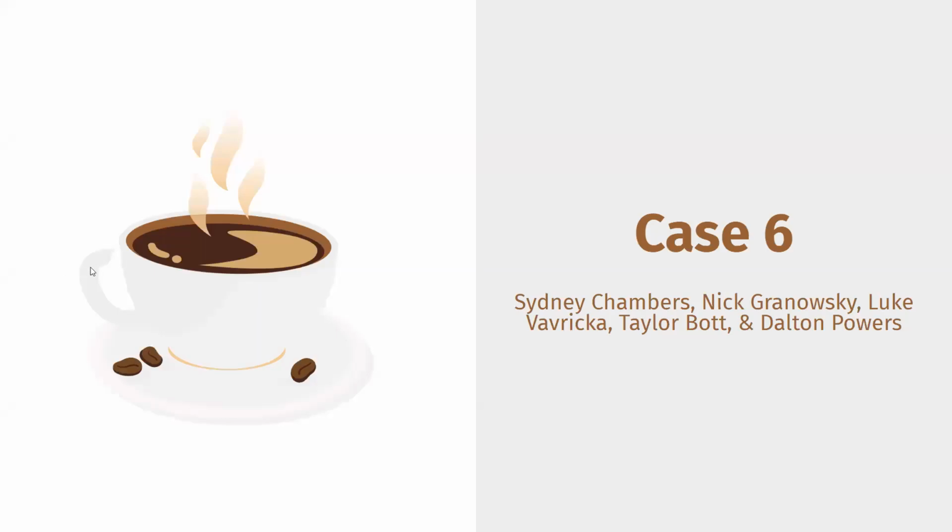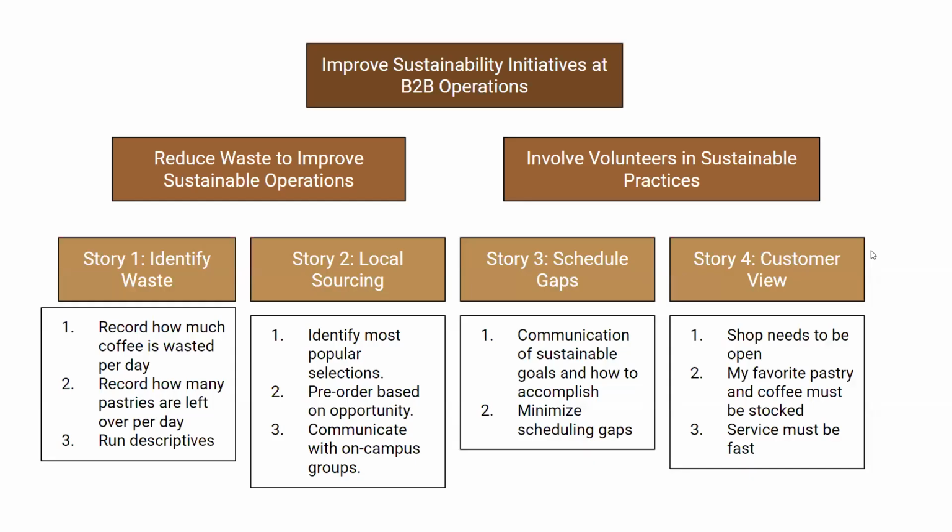All right, so this is the Beans to Brew group bringing you case 6. And specifically for this case, we wanted to focus on one of our goal objectives, which is to improve sustainability initiatives at Beans to Brew. And we further divided this into 2 categories, which is reducing waste to improve sustainable operations, as well as involving volunteers in sustainable practices.